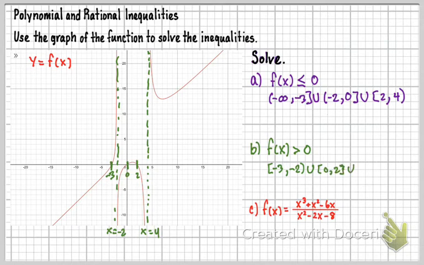And then I have another interval, which is this piece here. That's all greater than 0, too. That means above the x-axis. So that's going to be from 4, because that's where my asymptote's at. And I'm not including the 4 because it's an asymptote. And I'm going to go to infinity. And I always use parentheses with infinity.